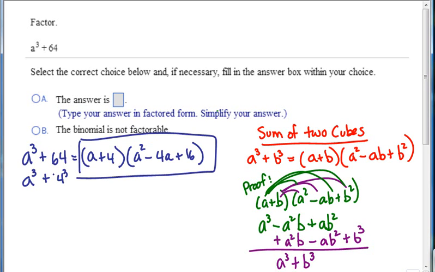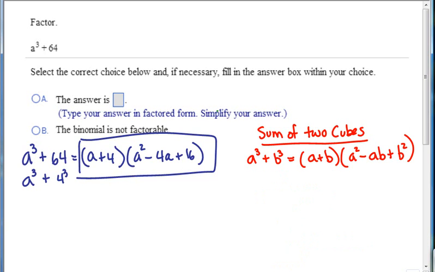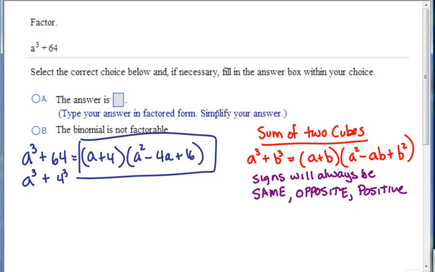To memorize it, how I usually memorize this formula is I think of the mantra, same, opposite, positive. So let me go ahead and erase this proof, and let's write down the mantra that I'm going to memorize. Why do I memorize that? Well, those are the signs. The signs are going to be same, opposite, positive. So where do I come up with that? This is a plus, the sum. So that's why this is the same as the plus. This is the opposite, so it's a minus. And this is a plus.